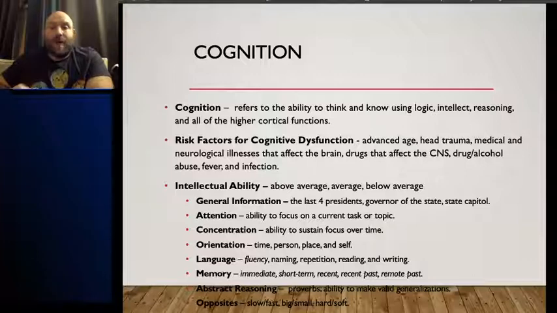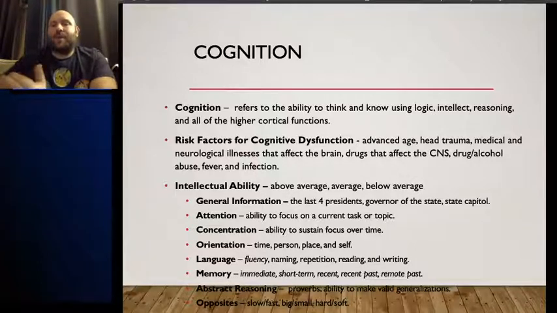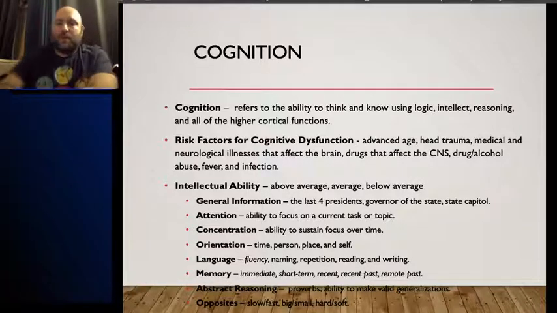Cognition, how they reason through things, right? And again, this is very age or developmentally dependent. What we're looking at here is compared to same-aged peers, right? So 5-year-olds compared to other 5-year-olds, 30-year-olds compared to other 30-year-olds, are they thinking the same way, right? So general information, do they know who they are, where they are, their attention, can they focus on something, language, memory, things like that. So is there an intellectual impairment?